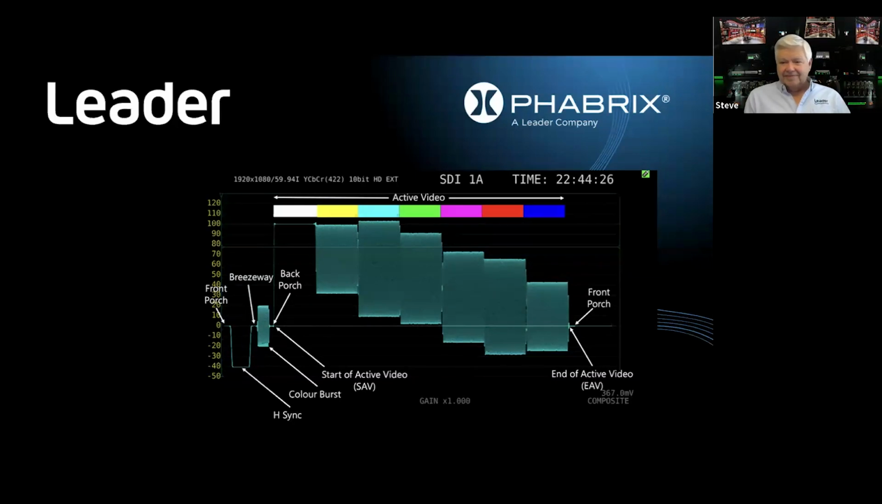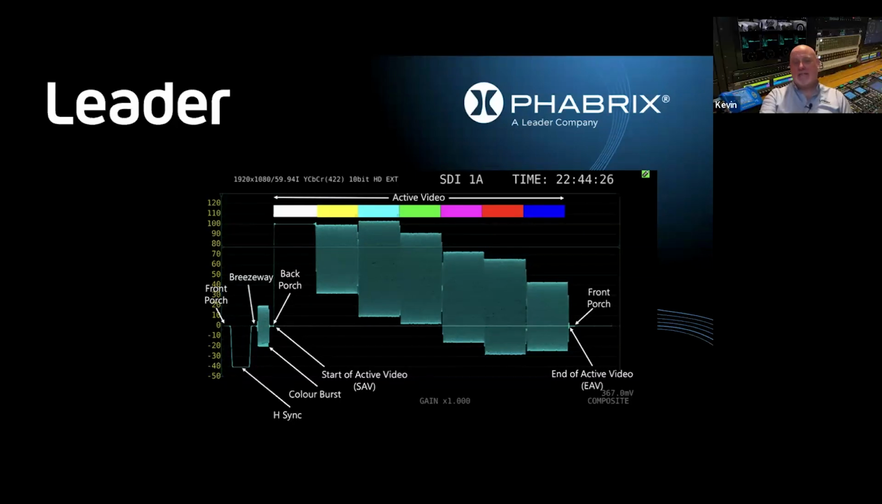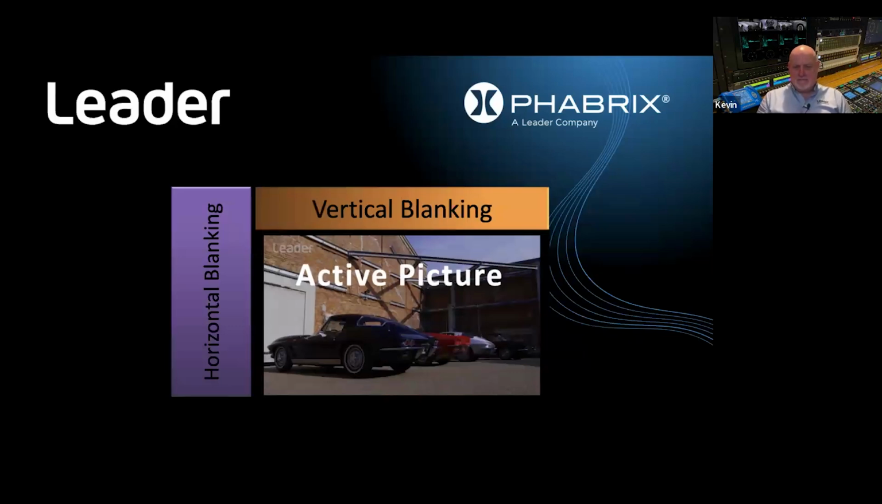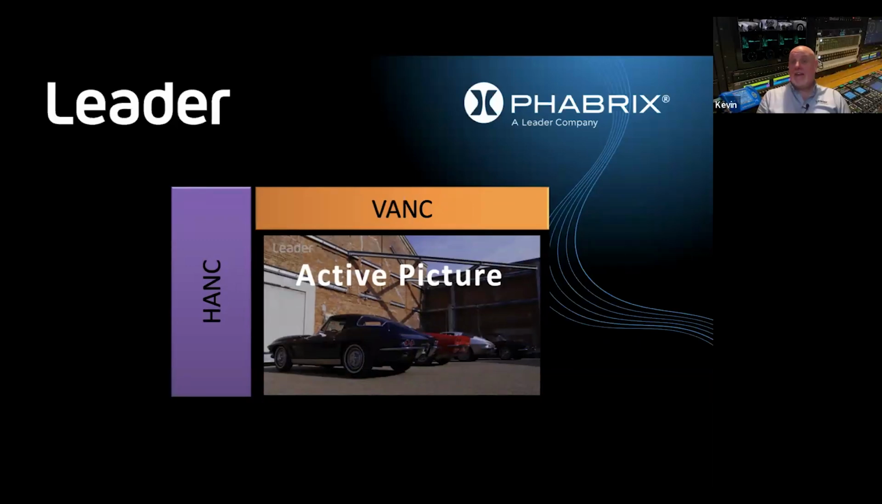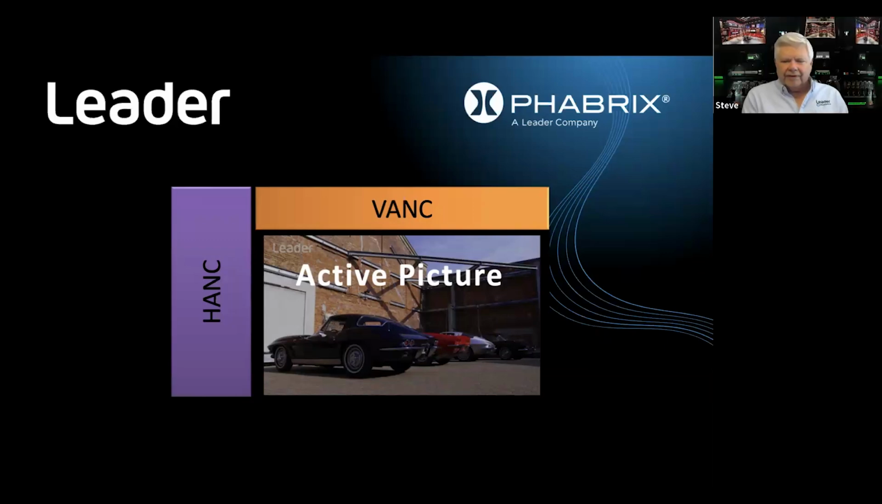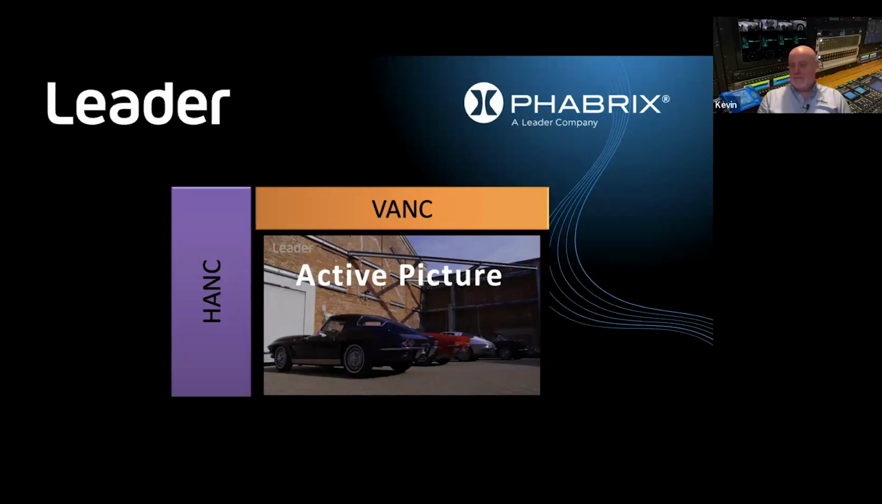Yes, it does. So here we can see an analog waveform with our active video. And there are two parts of this, aren't there? There's the horizontal blanking and the vertical blanking, which we use to store associated ancillary data. Now, some of this is line critical, others are frame critical, and some of this information has to appear at certain lines because that's where all of the receiving devices are expecting to see that information.